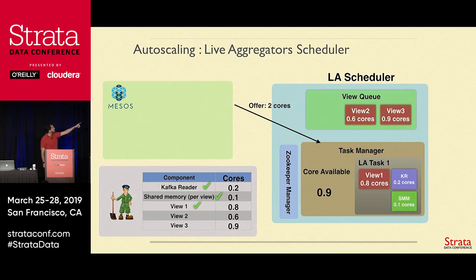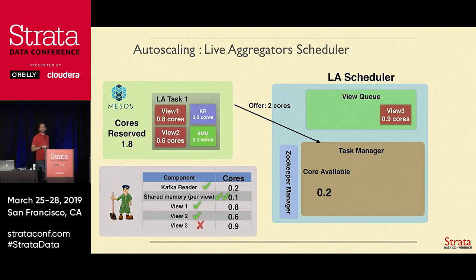The next thing I'll say, I'll go to the view queue, and I'll say, I can run view 1 because it needs 0.8 cores, and yes, I need to pay the shared memory cost, which is 0.1 per view. So now you're left with 0.9 cores. It takes the next view from the queue, and now you're left with 0.2 cores. At this time, it cannot include view number 3, so that view will have to wait for another offer from Mesos to the schedule, and that's when it gets scheduled. But after that, the task manager schedules that task, and it starts running on one of the Mesos servers that we have.